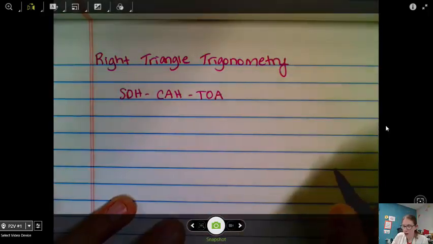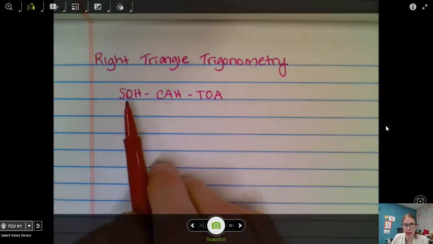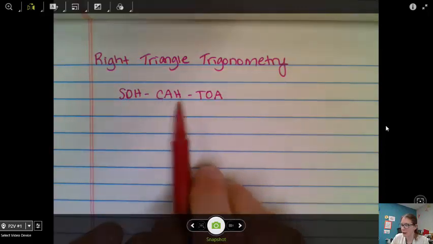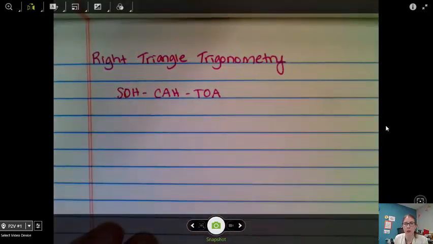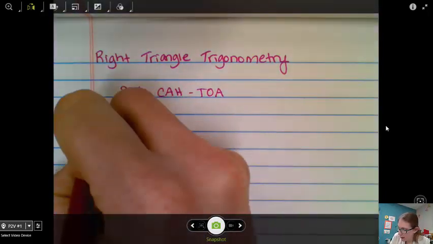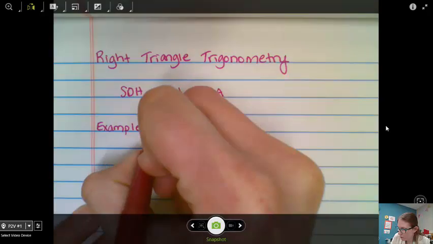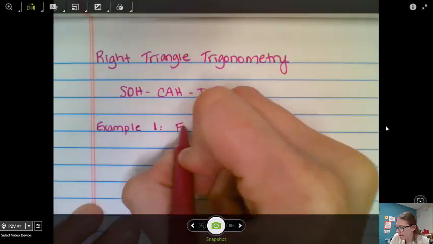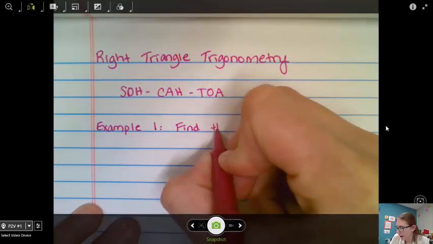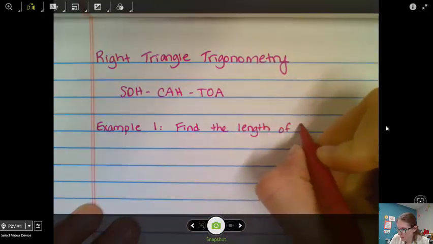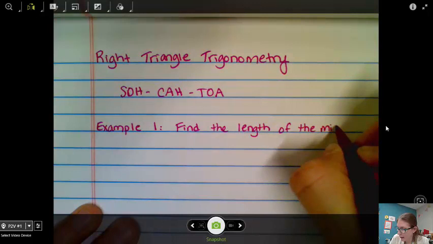which we've done here along the way too, but sine is the opposite over the hypotenuse, cosine is adjacent over hypotenuse, and tangent is opposite over the adjacent. In example 1, we are going to find the length of the missing side in a triangle.